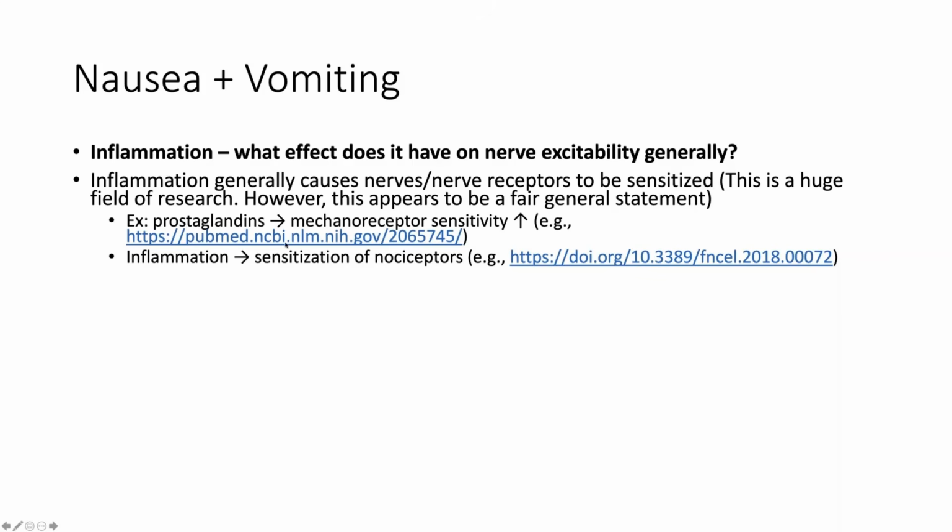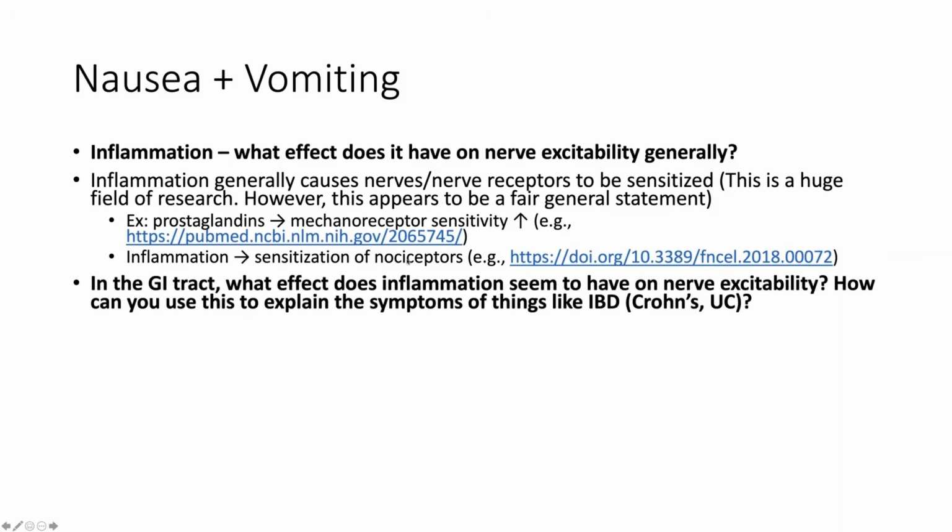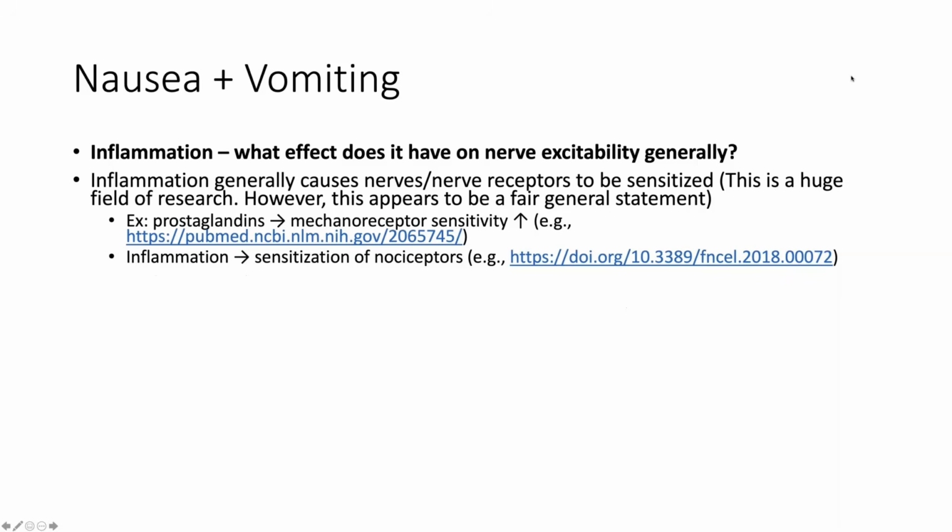So if you are interested, some of the more representative findings would be that prostaglandins increase mechanoreceptor sensitivity. Inflammation also causes an increase in sensitization of nociceptors. There were also these really interesting studies where they looked at why inflammation can cause nerves themselves to become sensitized.